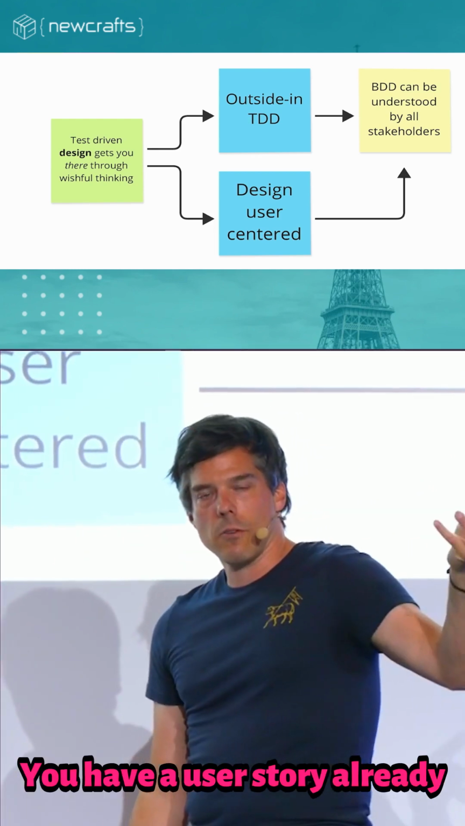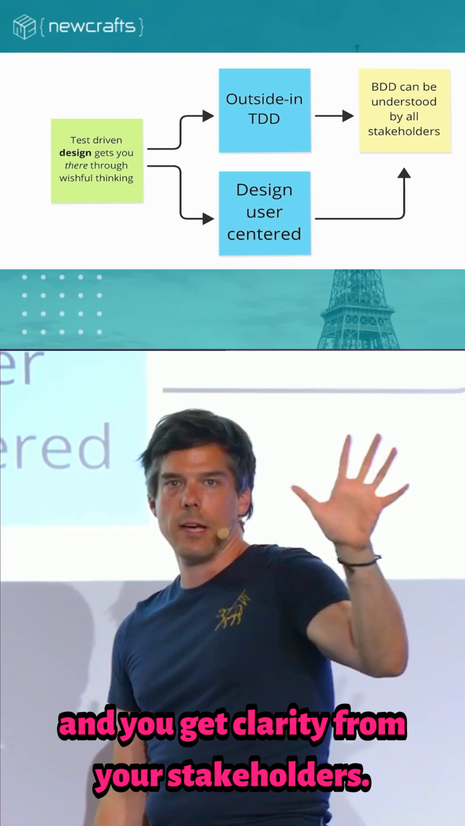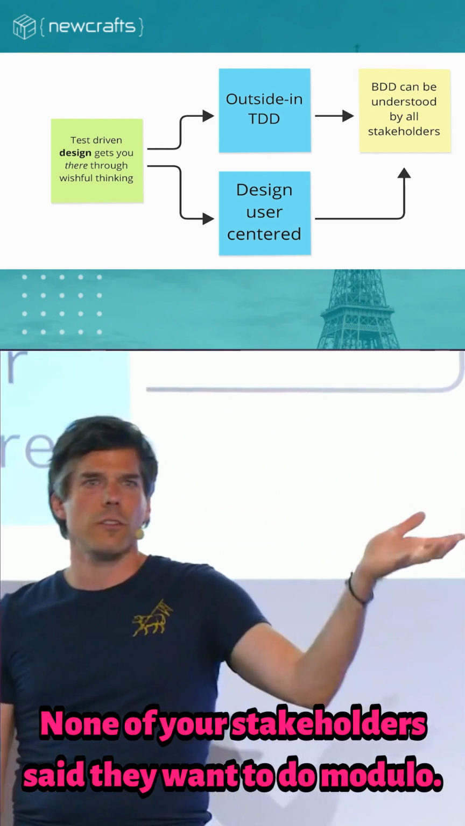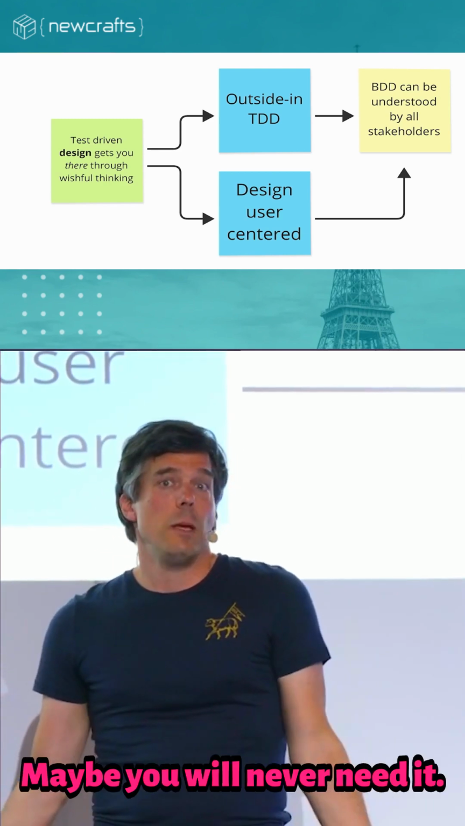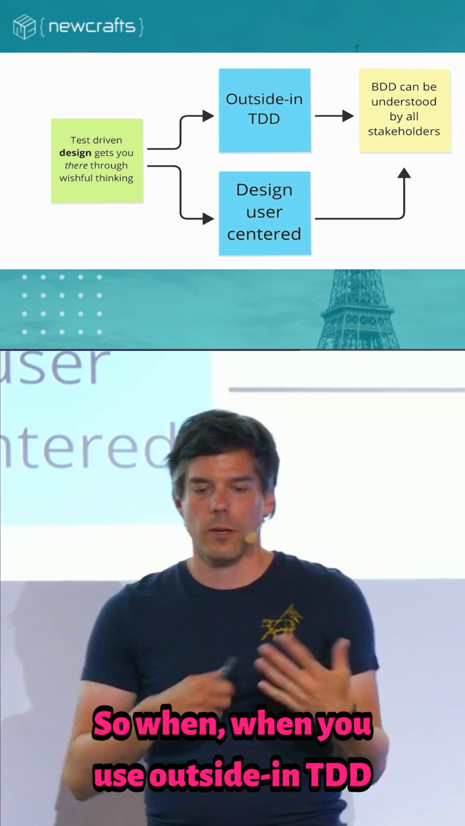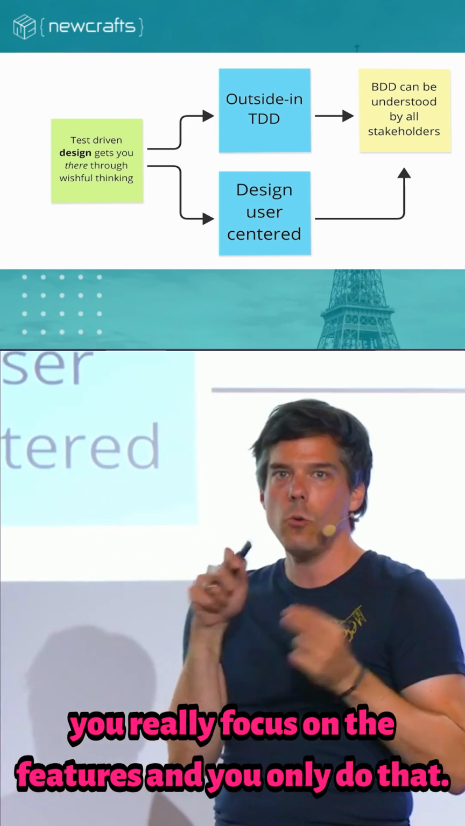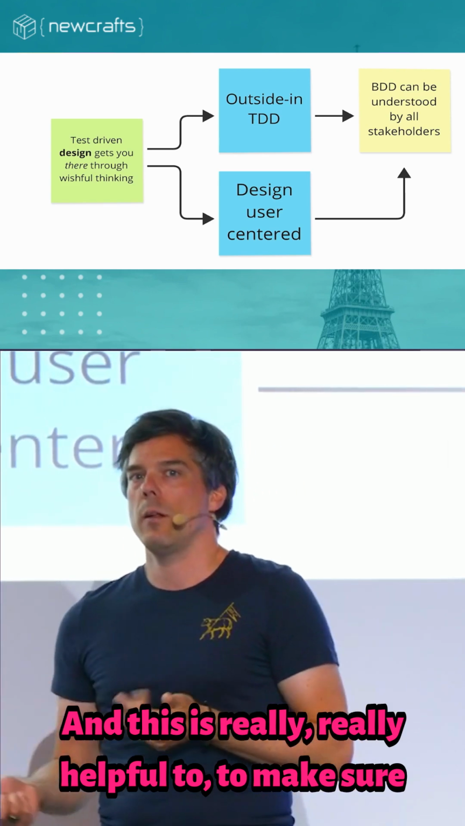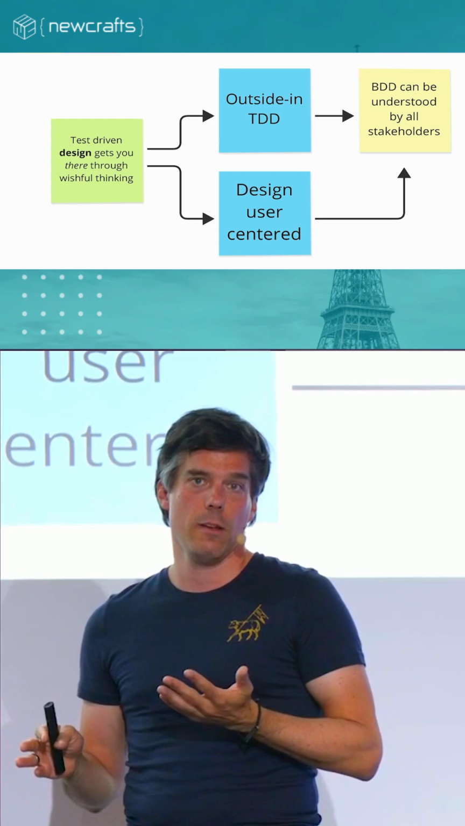You have a user story already, and you get clarity from your stakeholders. Okay, this is what we want. None of your stakeholders said they want to do modulo. Nobody says they want fractions. Maybe you will never need it. So when you use outside-in TDD, you really focus on the features and you only do that. And this is really, really helpful to make sure that you only implement the necessary stuff.